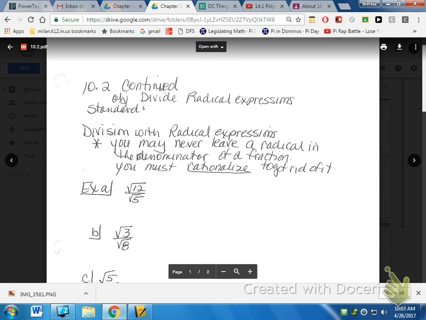So I see radical 12 over radical 5. And I definitely cannot leave radical 5 there. So here's what you do. You multiply top and bottom by radical 5. Now, first of all, what does radical 5 over radical 5 equal? 1. So I'm multiplying by a 1. So I'm not changing the value of it at all. I'm just kind of manipulating it to put it in a proper form. Okay, so we're not changing the value. I'm multiplying by 1.